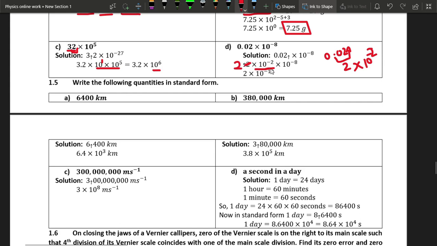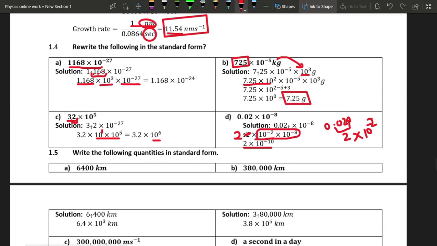Now when we solve 10 raised to power minus 2 into 10 raised to power minus 8, minus 2 minus 8 will be minus 10. So the standard form of 0.02 into 10 raised to power minus 8 is 2 into 10 raised to power minus 10. And remember, the check for standard form is that the number multiplied with the power of 10 must be between 1 and 10. So now you see all these numbers are between 1 and 10, so this is the standard form.